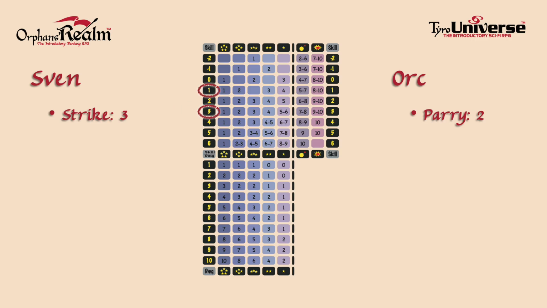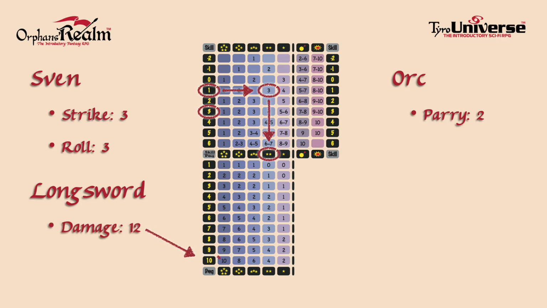Sven's player rolls the dice and gets a 3. We follow that across the 1 row and see that Sven successfully hits the orc with 2 stars. Sven's longsword does a maximum of 12 points, which is 10 plus 2. We follow the 2 stars down to the 10 row, and we follow the 2-star column to the 2 row, and we get 4 plus 1. Sven delivers 5 points of damage to the orc, which Sven's player tells the Overlord.